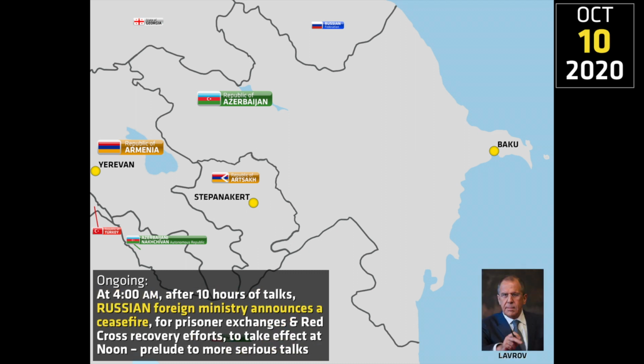After 10 plus hours of talks, at 4 in the morning on October 10th, Russian Foreign Minister Sergei Lavrov announced a ceasefire. Prisoner exchanges and Red Cross recovery efforts were supposed to commence and take effect at noon, with the cessation of hostilities. Although these talks and ceasefire were seen as a bit of a prelude to more serious talks. However, the point was effectively moot because the ceasefire never commenced.